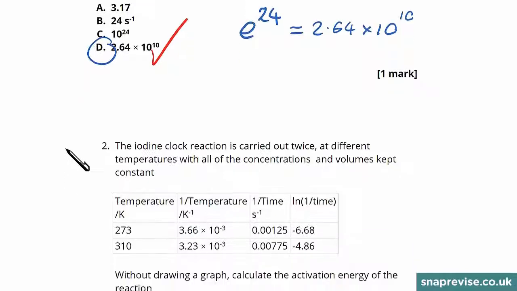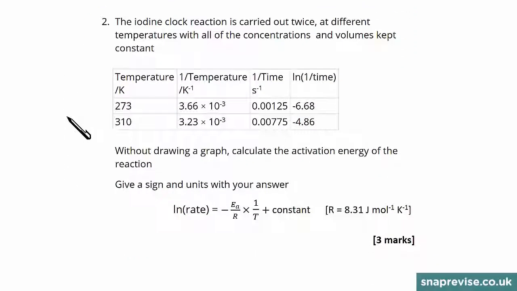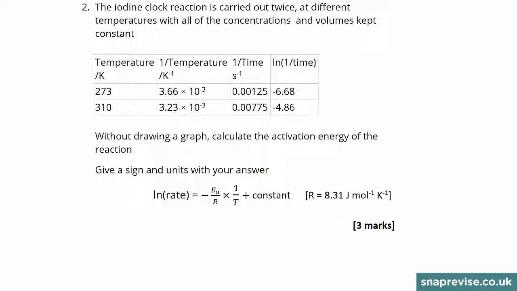Now if we come down and look at the next question, it tells us that the iodine clock reaction is carried out twice, at different temperatures, with all concentrations and volumes kept constant. Here we have a table that summarises the data collected, and then the question says, without drawing a graph, calculate the activation energy of the reaction, remembering to give a sign and units with your answer.